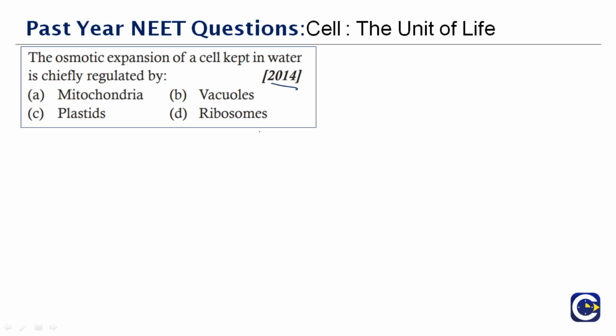The osmotic expansion of a cell kept in water is chiefly regulated by dash. Okay, so coming to this question here, what do you mean by osmosis? How can you describe osmosis? Is it lower to higher concentration or higher to lower concentration? Here they are talking about the osmotic expansion of a cell, and that too when it is kept in water. What happens there? For example, let's take a sponge. What happens when you take a sponge and keep it on the surface of water? What does it do?